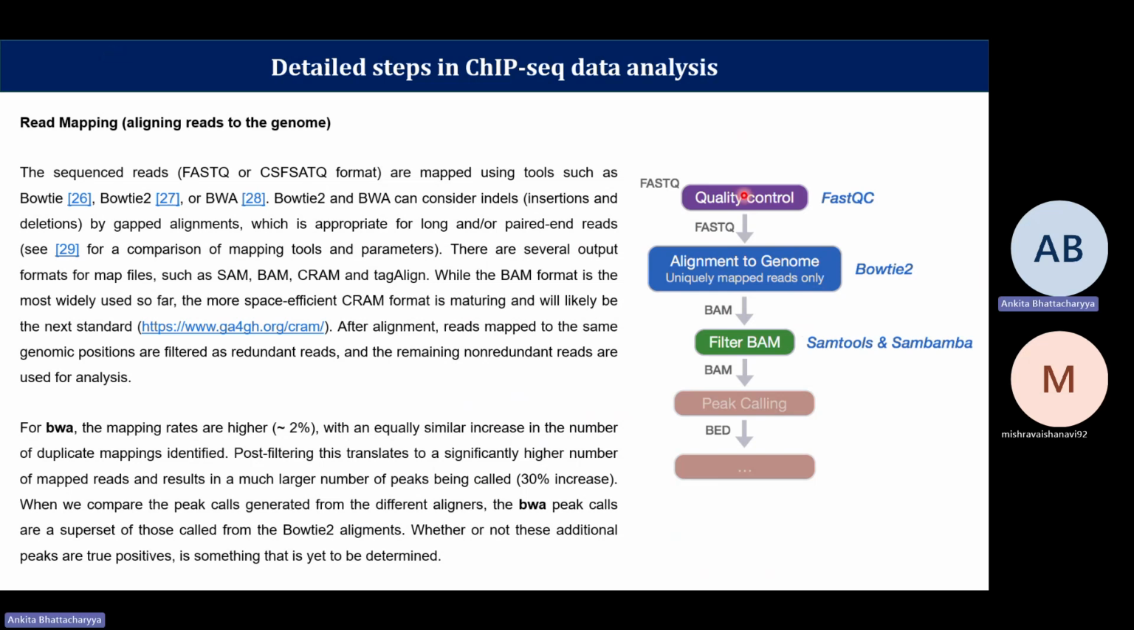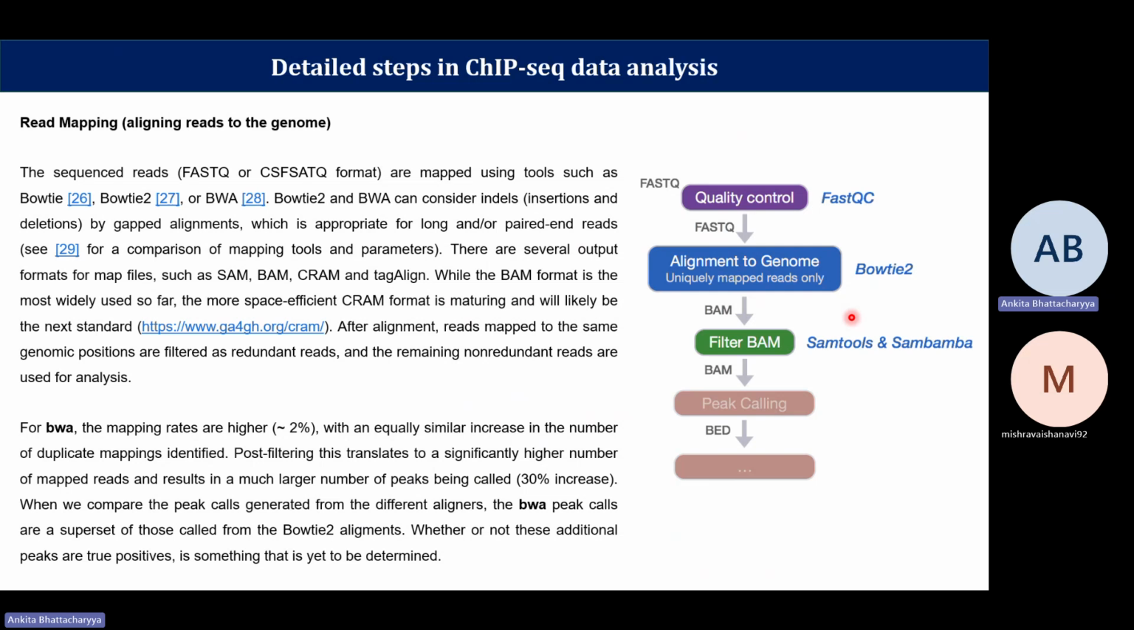So if you see here, quality control is done by FastQC, which gives you your FastQ file, which is aligned to the genome using Bowtie 2-like algorithms, where it preferably only keeps the uniquely mapped reads and discards, again, that's a parameter you can adjust yourself, but you can discard all of the non-aligned reads, or you can keep them for some sort of future analysis. Then the BAM undergoes filtration and then peak calling, and finally bed file analysis is carried out.